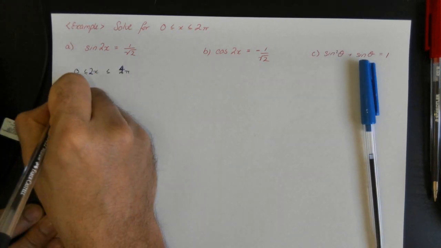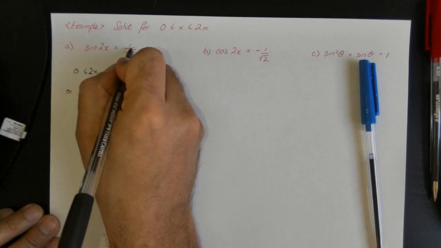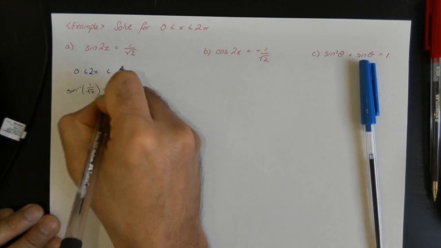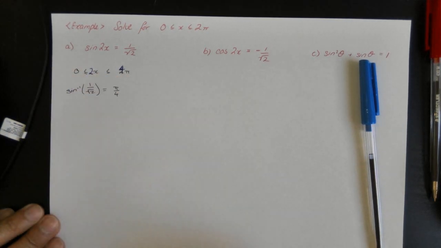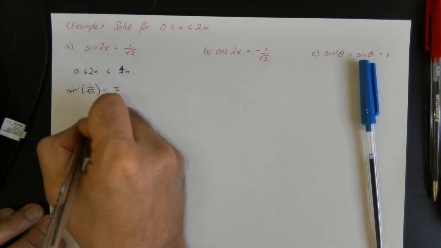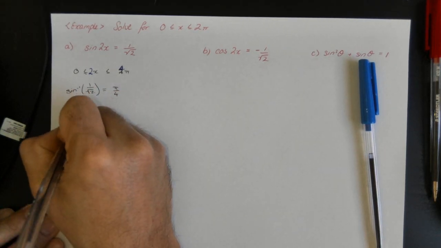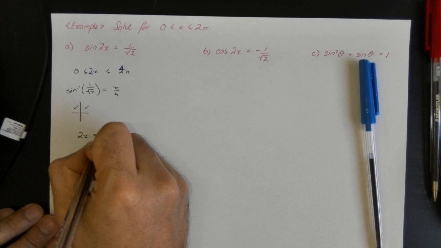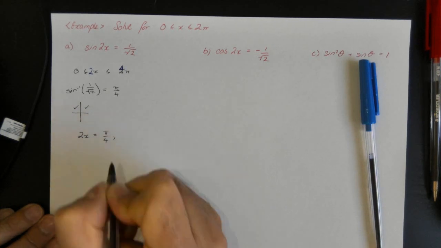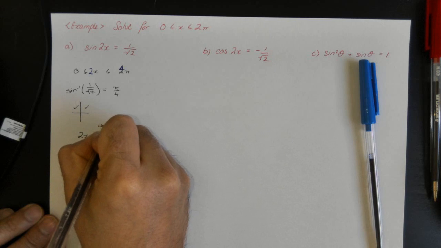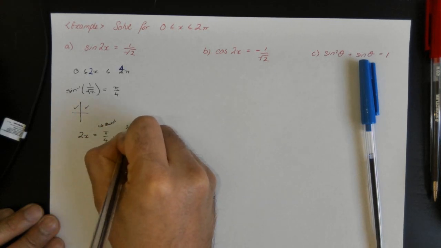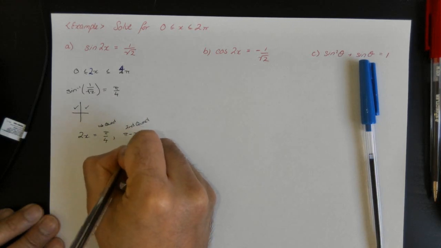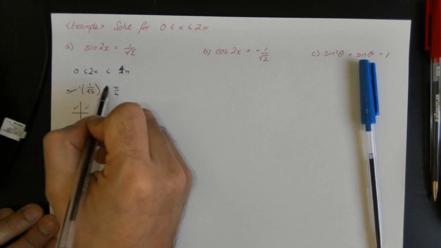So we want, remember, inverse sine of 1 over root 2 is pi on 4, or 45 degrees. It is positive in the first and second quadrants. So for 2x, in the first quadrant, we've got pi on 4. In the second quadrant, we've got pi minus pi on 4. But we're going around twice, right?